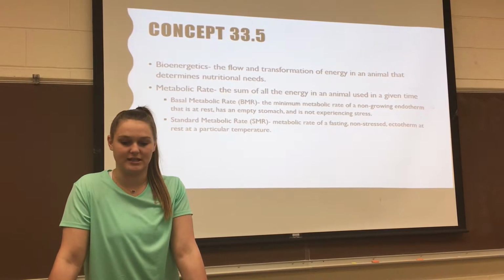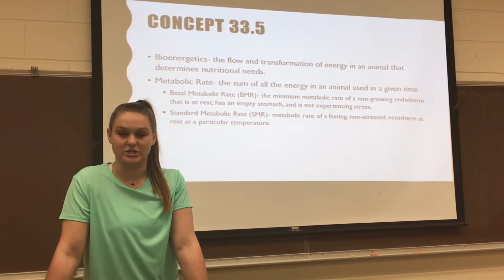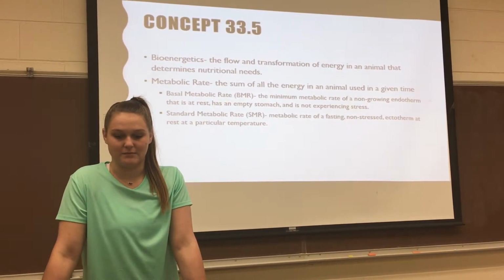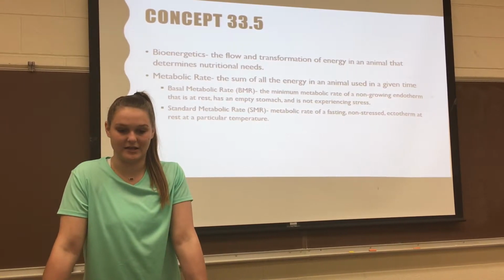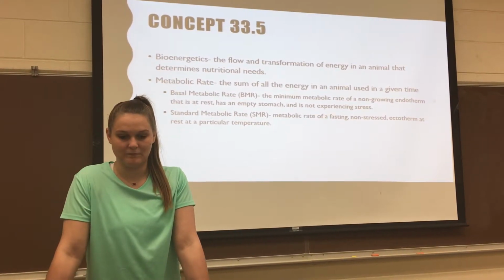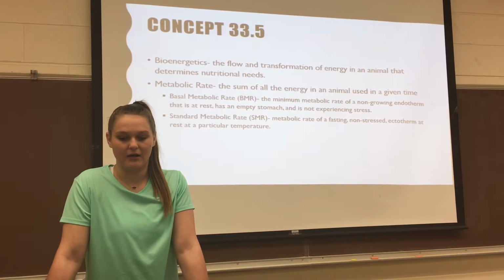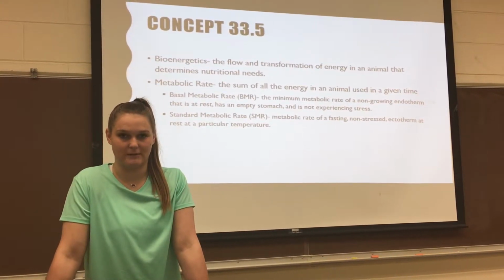Metabolic rate is the sum of all the energy an animal uses in a given time. There are two types. The basal metabolic rate, or BMR, is the minimum metabolic rate of a non-growing endotherm that is at rest, has an empty stomach, and is not experiencing stress. The standard metabolic rate, or SMR, is the metabolic rate of a fasting, non-stressed ectotherm at a particular temperature.